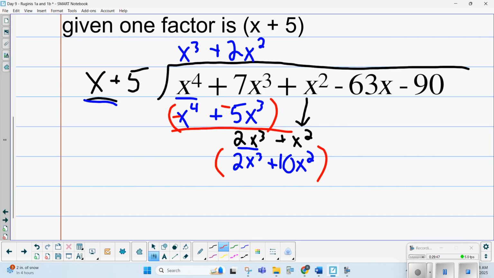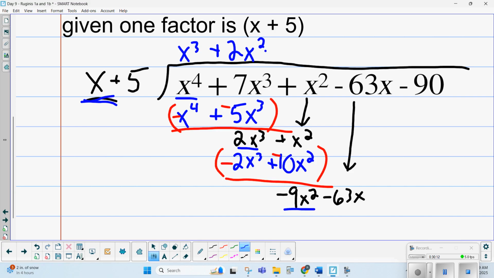All right, so let's subtract. Get rid of the negative. All right, and combine. 2x cubed and negative 2x cubed cancel. x squared and negative 10x squared become negative 9x squared. Bring down the negative 63x. All right, and let's keep on keeping on. What do I need to multiply x by to get negative 9x squared? Well, that's negative 9x. Distribute, that'd be negative 9x squared minus 45x.